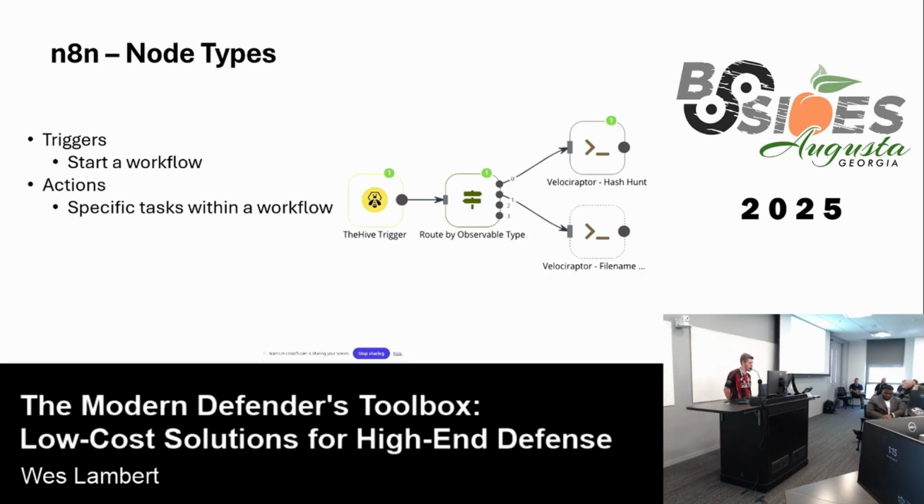So it has a few different node types. There are triggers that start the workflow, and this is a super old example here from the Hive. I've not used the Hive in a long time. But yeah, you can see the Hive there as the trigger. And you can see the route by observable type is going to be an action along with the other actions. Whenever an observable was added to the Hive, it would go off, and then it would perform a hash hunt and then a file name hunt to look for that file on the host. This is what I'm talking about. Make my life easier, right?